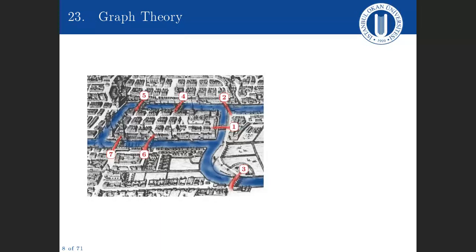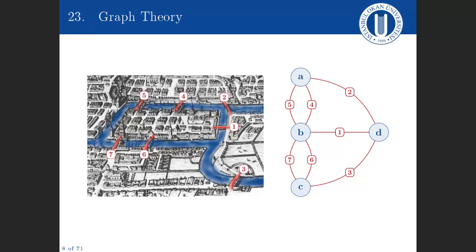Euler's main insight was it doesn't matter where the buildings are, it doesn't matter where the streets are or the shapes of the river. All that matters are the land masses and how they're joined together with the bridges. Euler understood that we could reduce the problem to this picture. The land masses we can call A, B, and C, and the bridges we're labeling 1, 2, 3, 4, 5, 6, and 7. We only need to be thinking about the picture on the right.